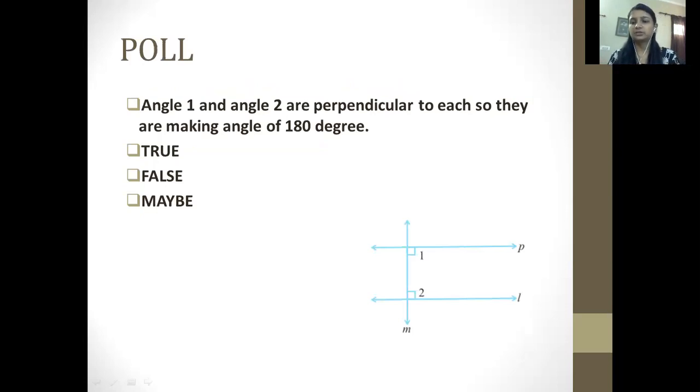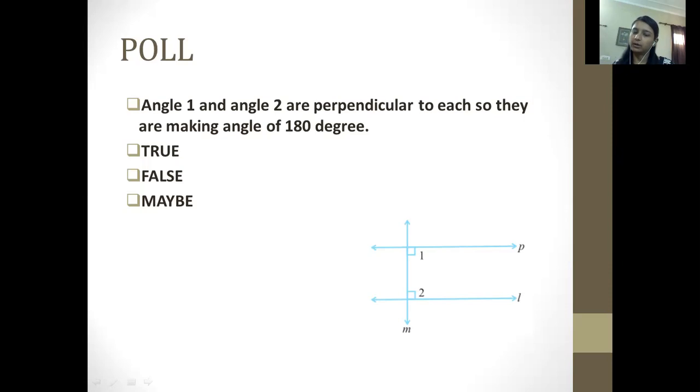So here is a polling question. Angle 1 and angle 2 are perpendicular to each other, so they are making an angle of 180 degrees. What do you think? You have to answer between true, false, or maybe, if you are not sure about it. Read the question carefully. I'm giving you a few seconds.